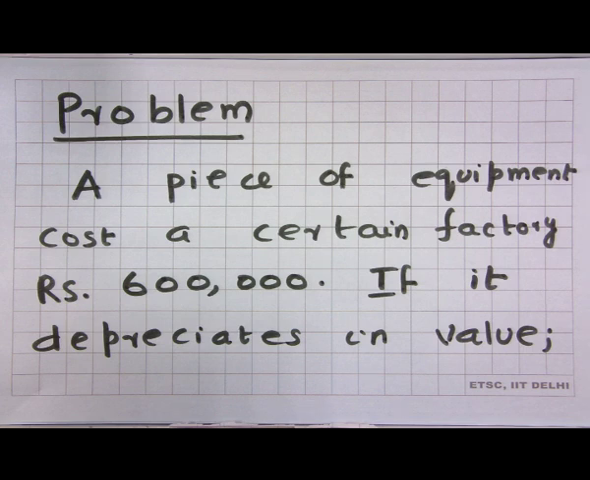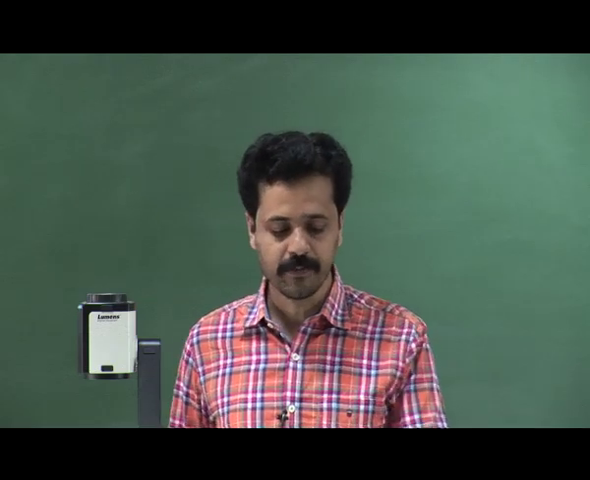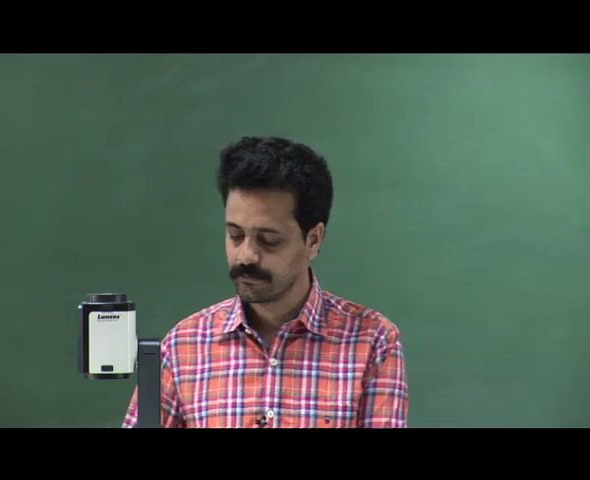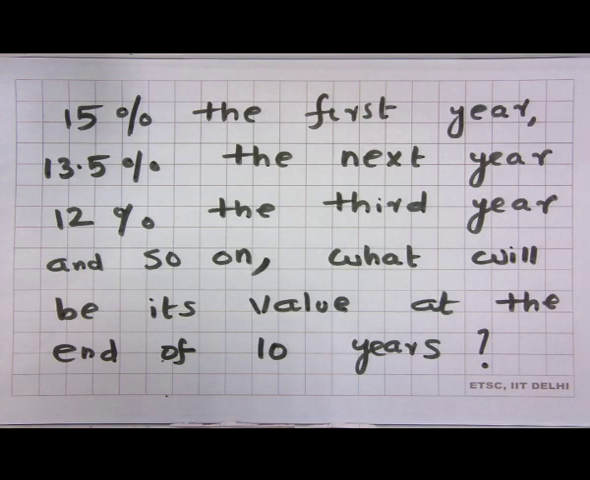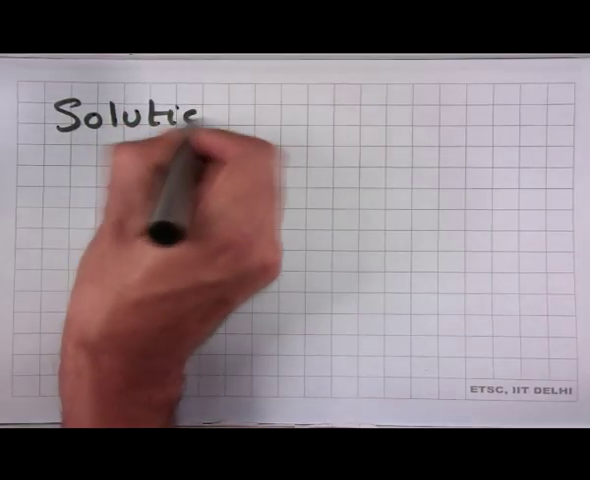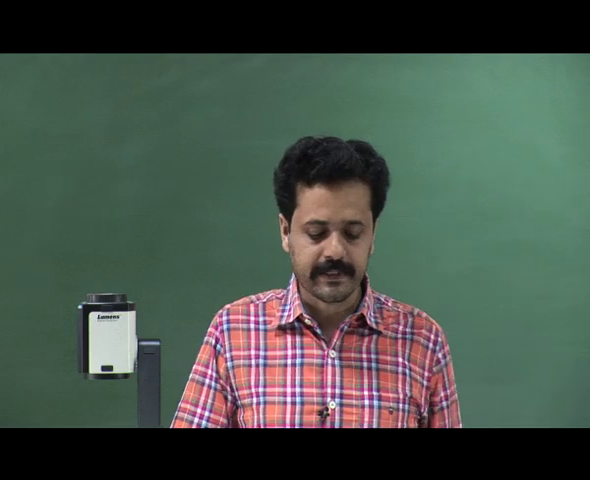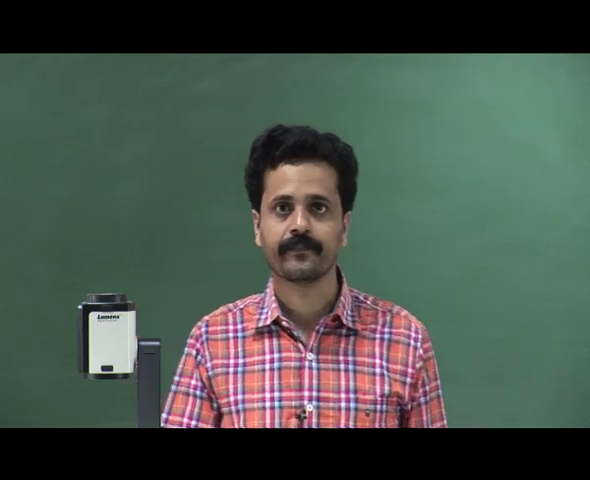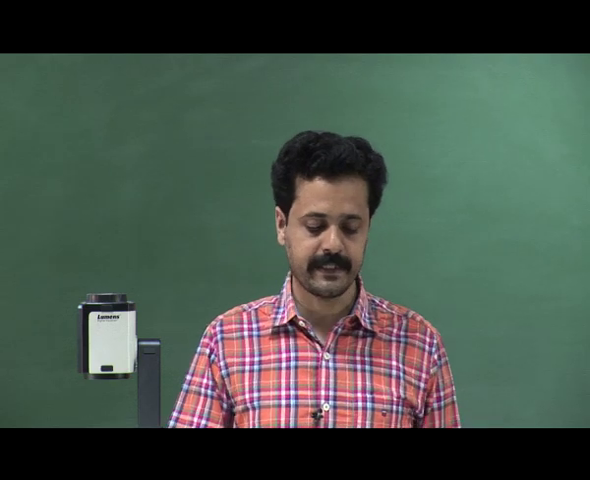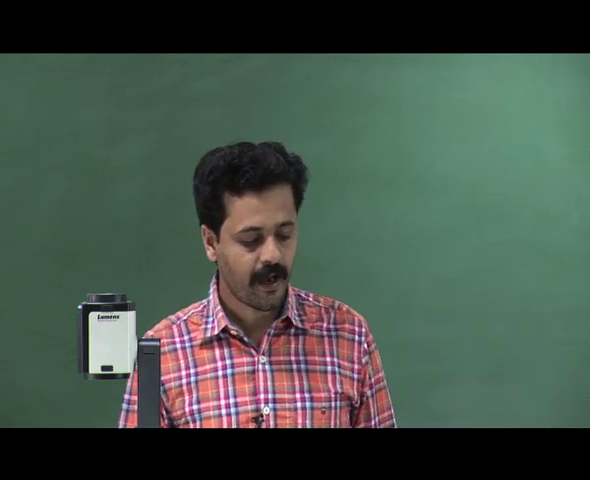You have a piece of equipment with a certain cost. It depreciates in value every year. We are asked to find the value at the end of 10 years. Since all the depreciation is given in percentage, for the sake of simplicity, let us assume that the cost is 100.